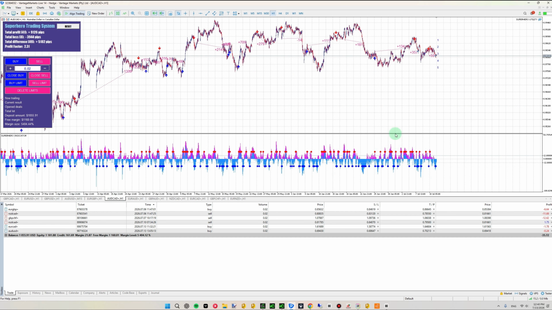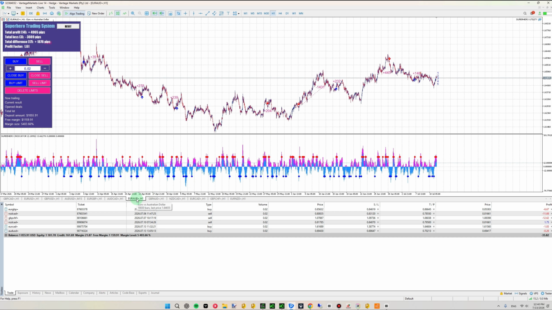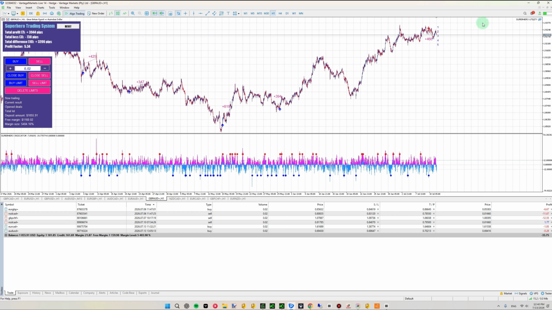Australian dollar against Canadian dollar. Here was a trade, it closed. I don't know what else I have here. Here was another trade, it closed.